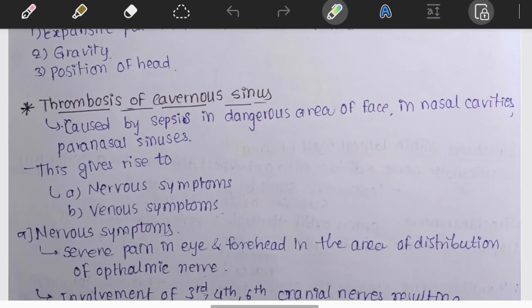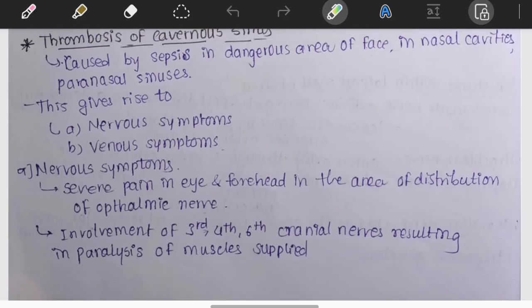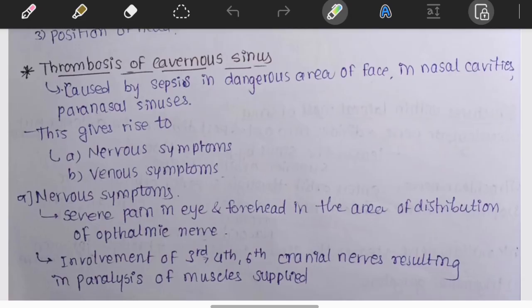Here is one exam tip, a favorite university question. They ask for the causes of cavernous sinus thrombosis. These are the common causes: sepsis in the dangerous area of the scalp and face, infection of the nasal cavity, and infection of the paranasal air sinuses.